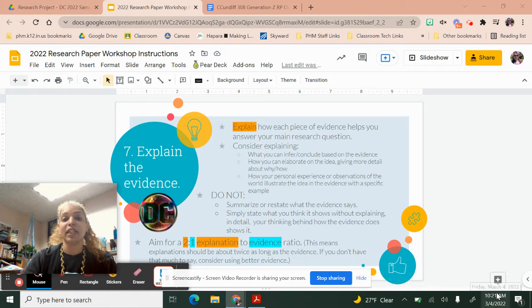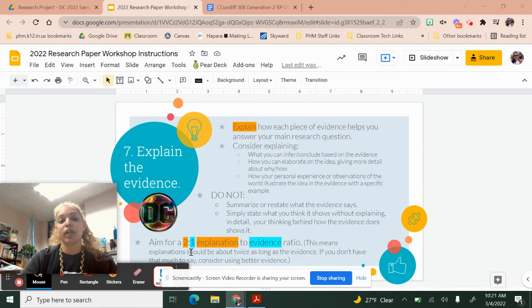If you say this means, and then just tell us what you think that is saying in different words, you're not analyzing anything. You're not adding to the ideas at all. That is summary. Also, you want to make sure that you're not simply stating what you think it shows without explaining in detail the thinking behind how that evidence shows that. That is your job to do in the explanation. That is what you're explaining.